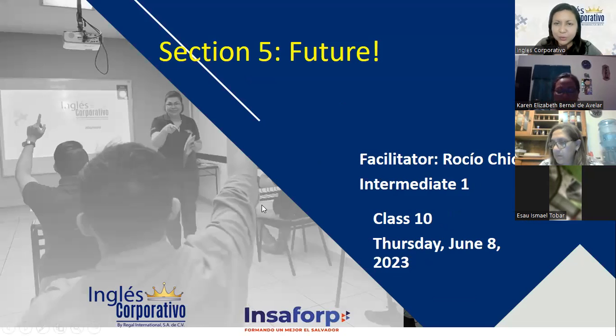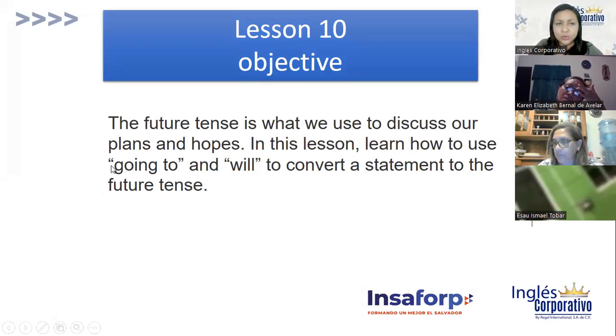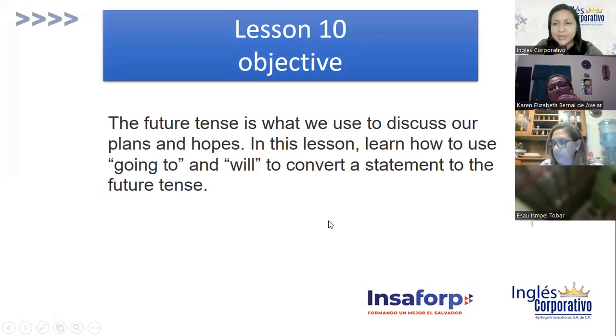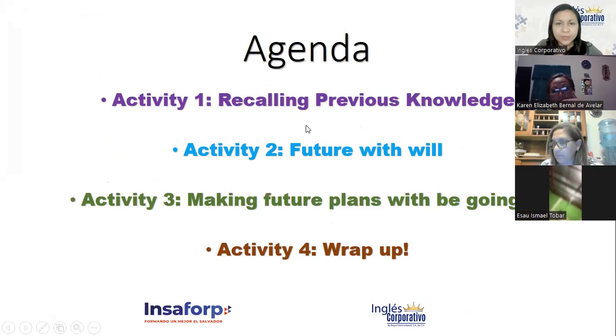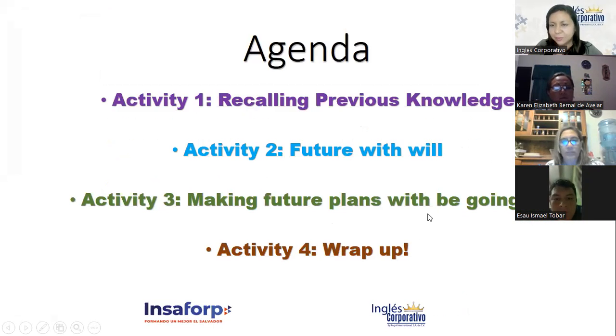So it's about the future. Objectives. The future tense is what we use to discuss our plans and hopes. In this lesson, learn how to use going to and will to convert a statement to the future tense. We have recalling previous knowledge, future with will, and making future plans with be going to, and wrap up. So first we're going to study will and then going to.